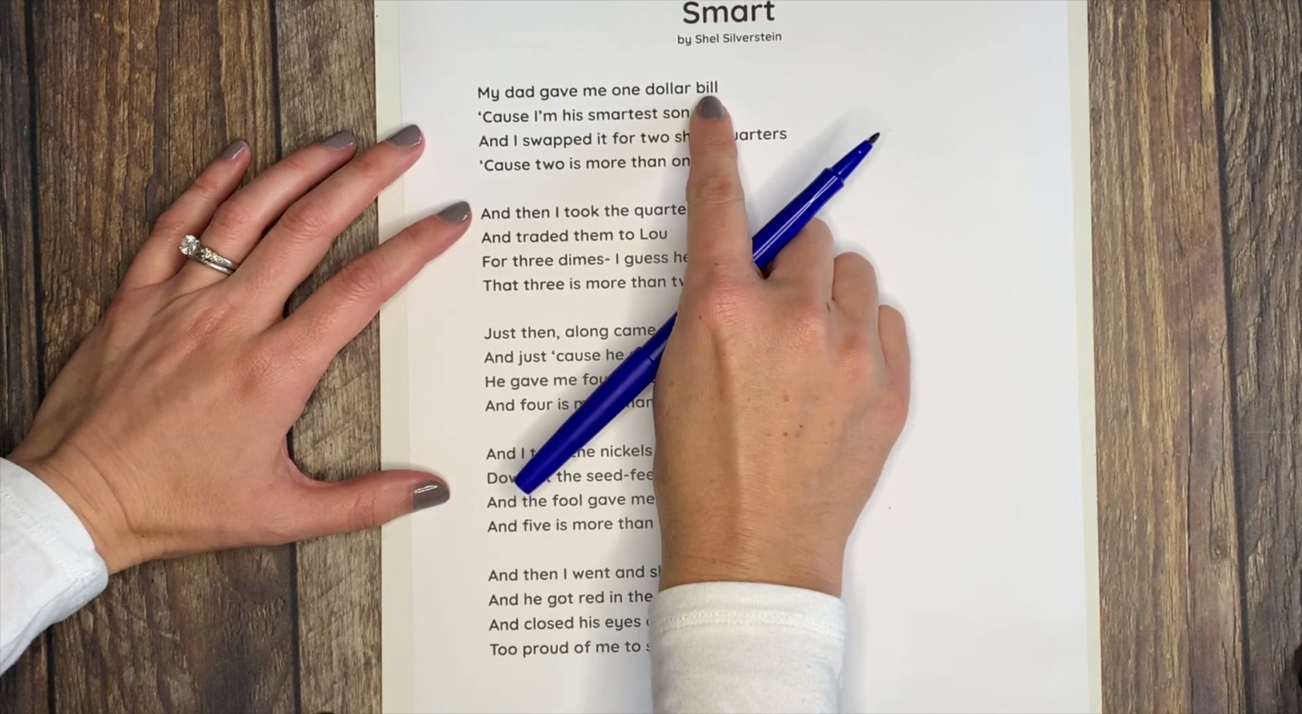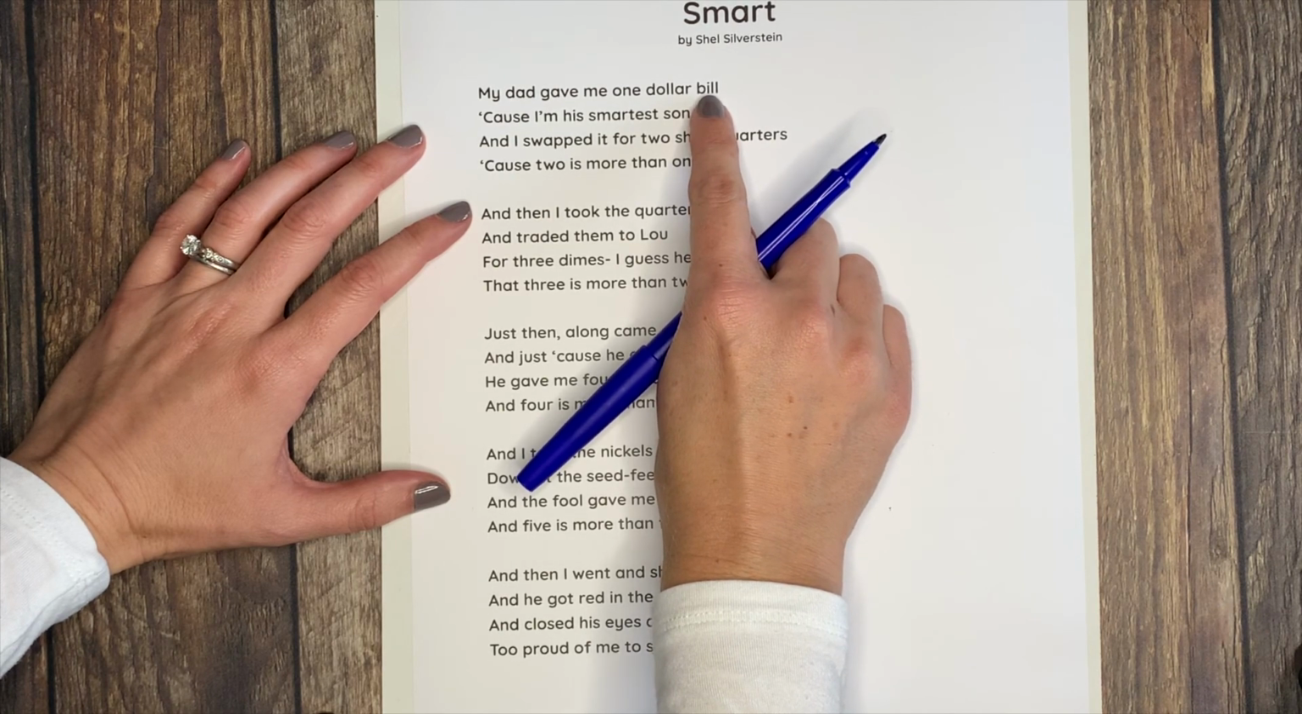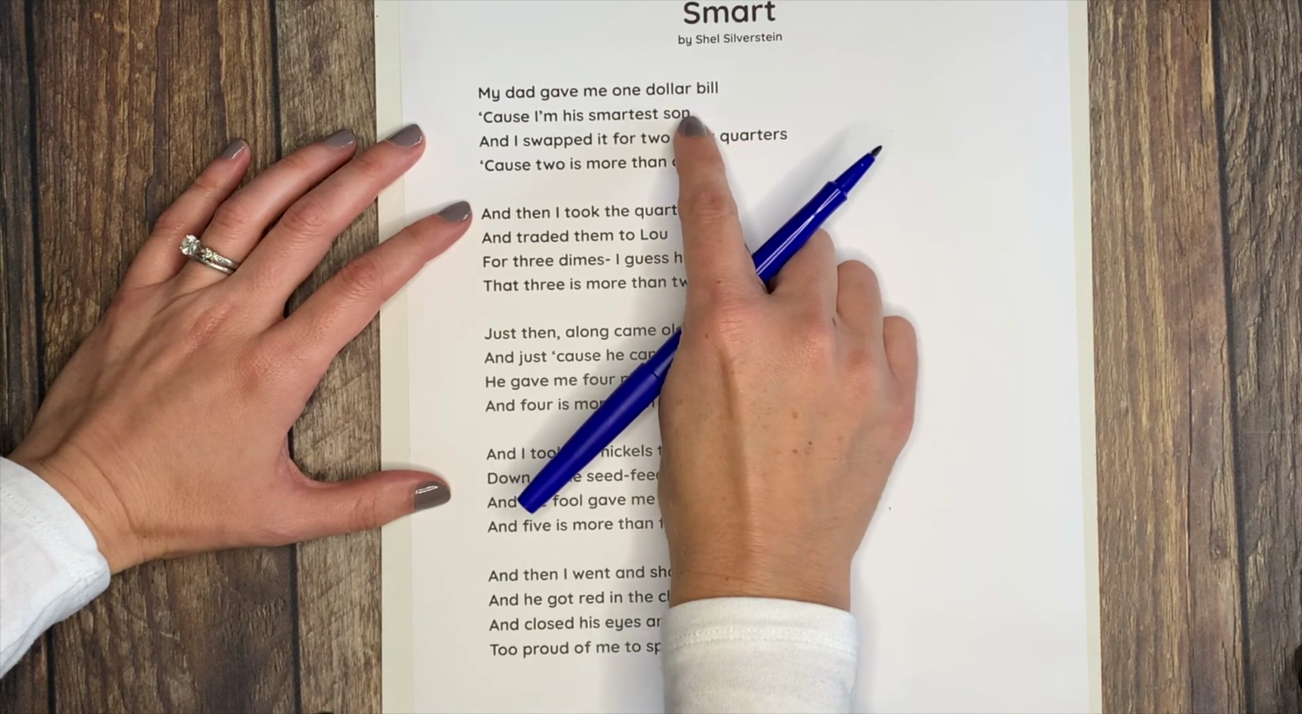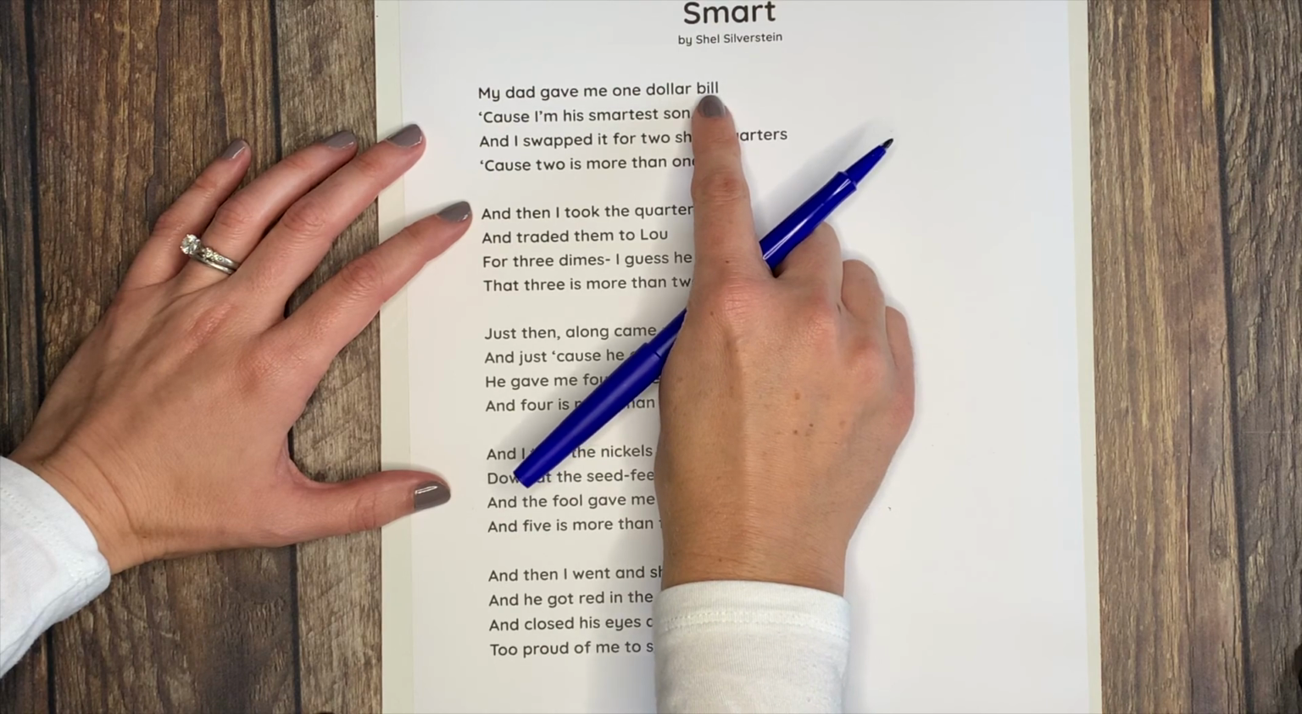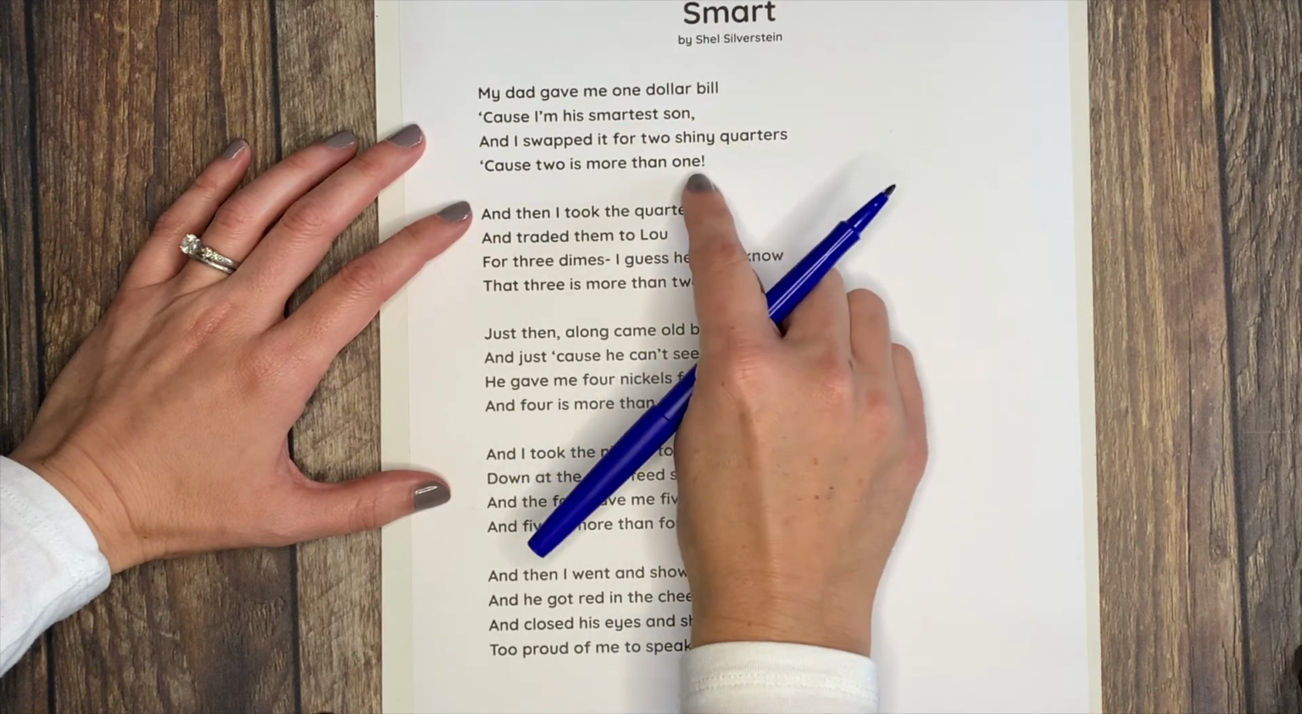in our first stanza, the last word in the first line is bill. I'm going to look for other words that rhyme with bill. I have bill, son. Does that rhyme? No, it doesn't have the same sound at the end of the word. Let's keep going. Bill, son, quarters, 1.